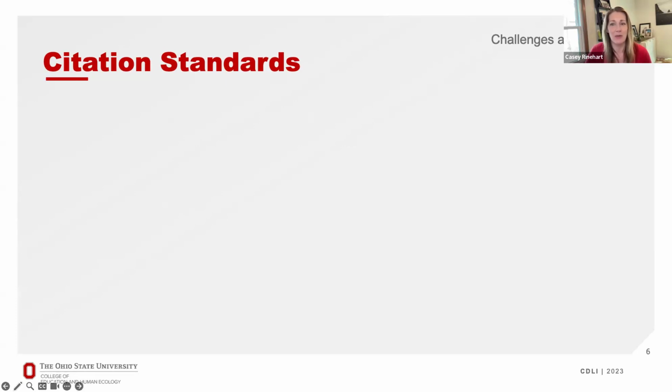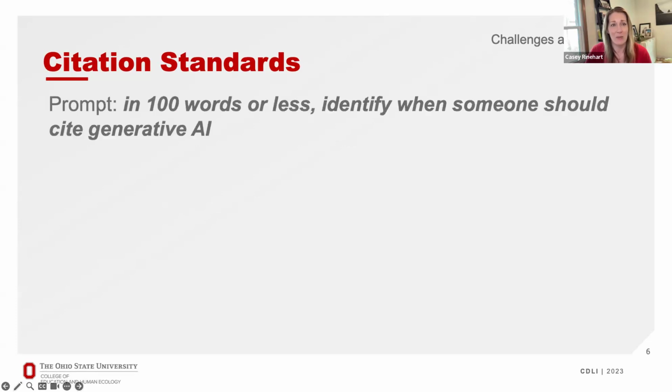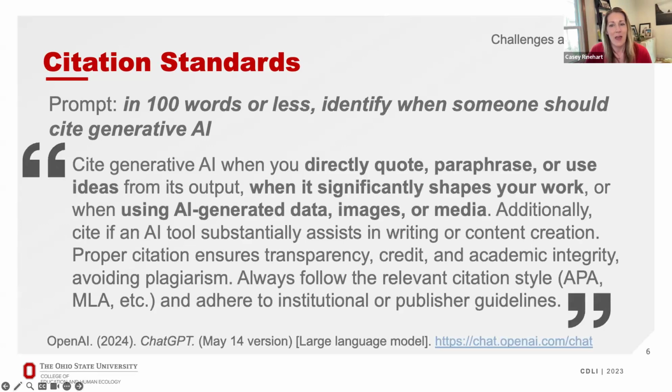Well, I did what anyone would do in this day and age, and I asked ChatGPT. So I used this prompt, which is just: in 100 words or less, identify when someone should cite generative AI. And here's what it gave me. Basically, it told me that when you directly quote, paraphrase, or use any ideas from AI, or when it significantly shapes your work, as well as when using data, images, and media generated by AI.